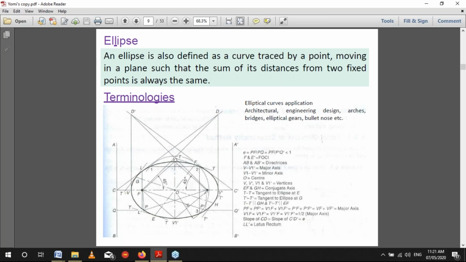Now, taking their intersection point as the center, where they meet, draw two concentric circles, considering both axes as respective diameters. Then step 3, divide both circles into 12 equal parts. So you divide both circles into 12 equal parts.